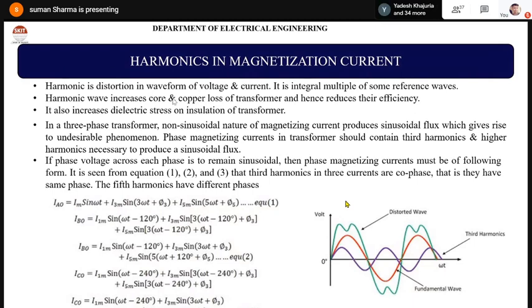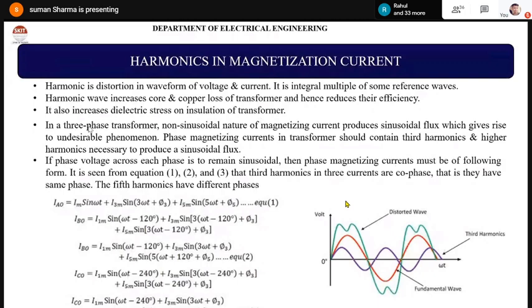Core losses will increase because the losses are dependent on frequency and harmonics are having higher order frequencies. So core losses will increase and copper losses will increase because the waveform will be distorted and the current magnitude will be higher. It is 10 times of rated. So copper losses are increasing. When both types of losses are increasing, it is reducing the efficiency. It also increases the dielectric stress on the insulation of transformer.